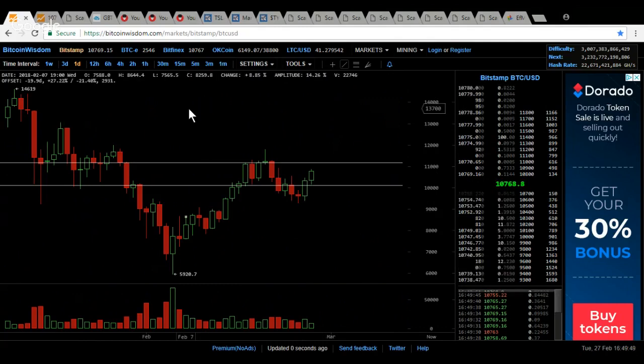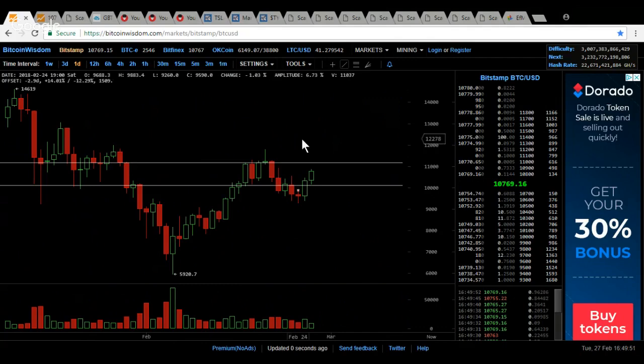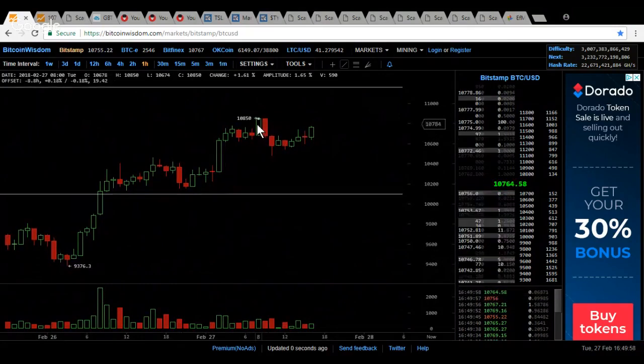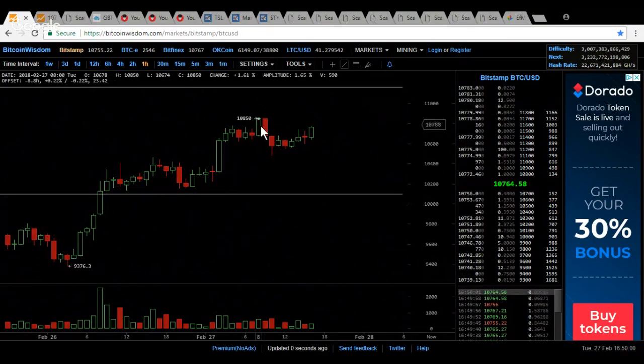So we started to pull back earlier. We had gotten up to 10,850. I'm going to go to a 1-hour chart. We got up to 10,850, and then we began a pullback.